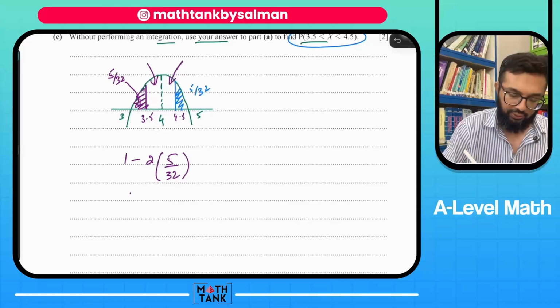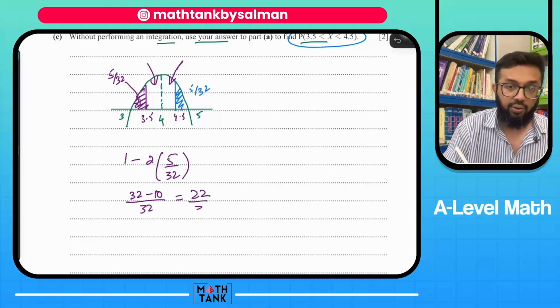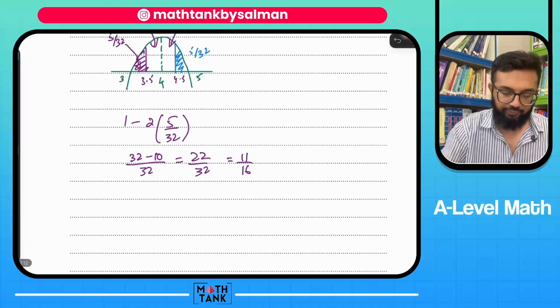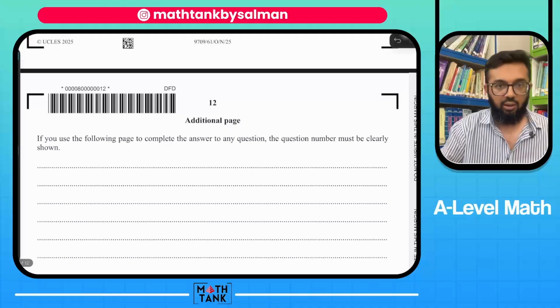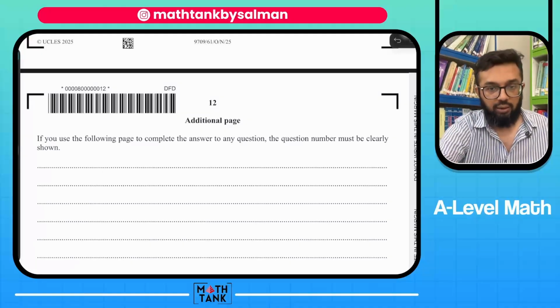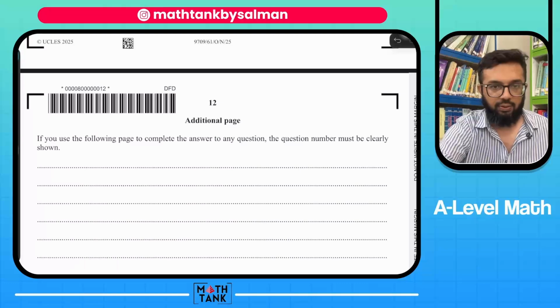So that's 32 minus 10 over 32. That's 22 over 32. Okay, that's 11 over 16. I think that's the correct answer. That brings me to the end of this exam. Very short exam. I did it in about 25 minutes, and that gives me enough time to go on and check.